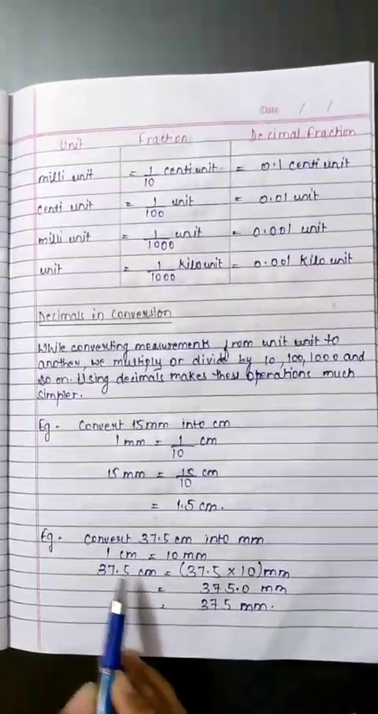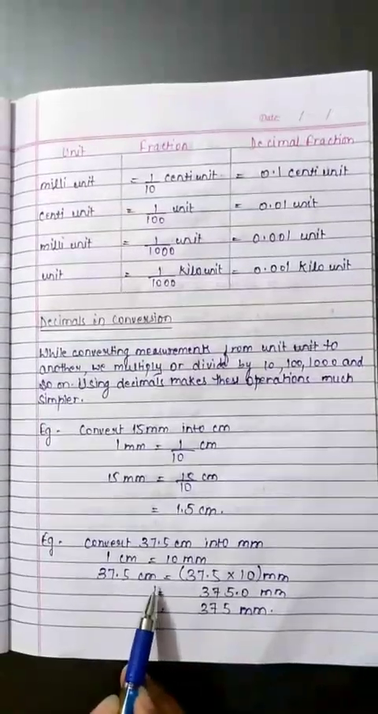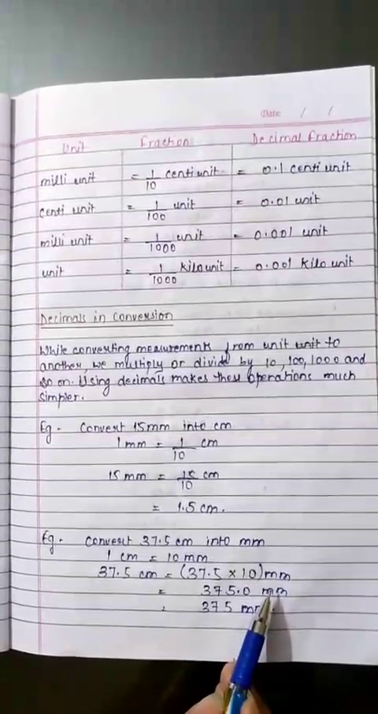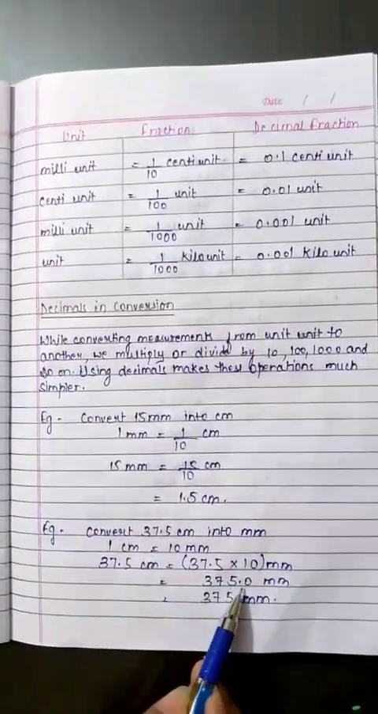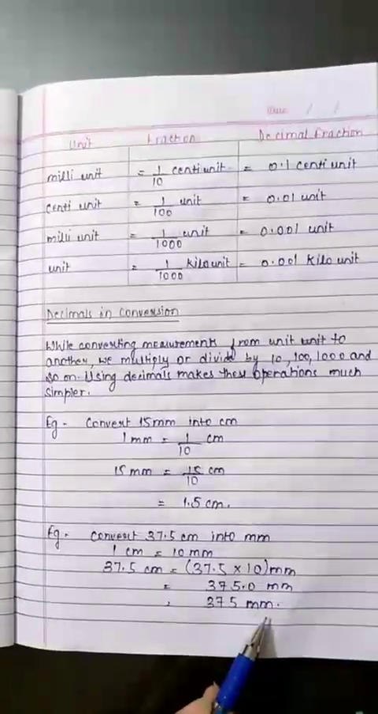Next example, convert 37.5 centimeter into millimeter. As we know, 1 centimeter equals 10 millimeter. Therefore, 37.5 centimeter gives 37.5 into 10 millimeter. That is 375.0 millimeter, which can also be written as 375 millimeter.